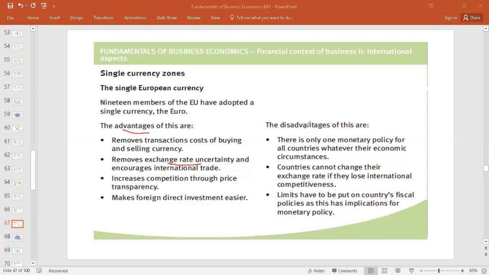The advantages are listed out here, and now we see that there are disadvantages. The disadvantages are that there is only one monetary policy for all countries, whatever their economic circumstances. Uniformly, it would be so because they are all dealing with the same currency, euro, across the European Union. So only one monetary policy would be followed, irrespective of their economic position or circumstance.